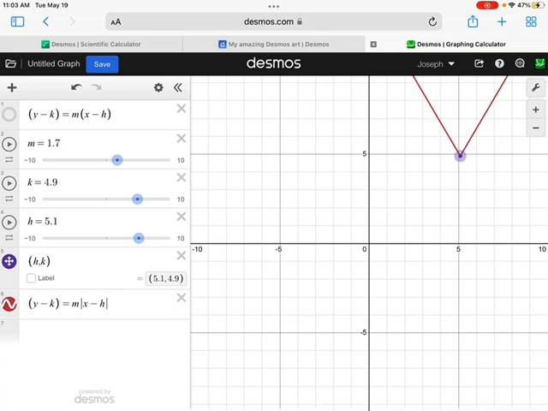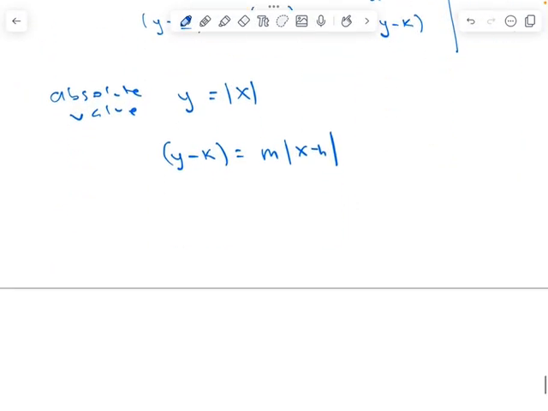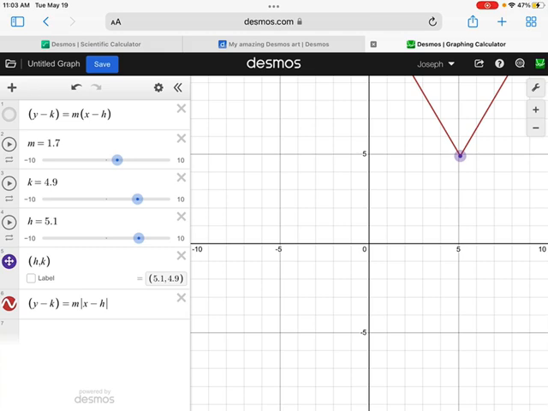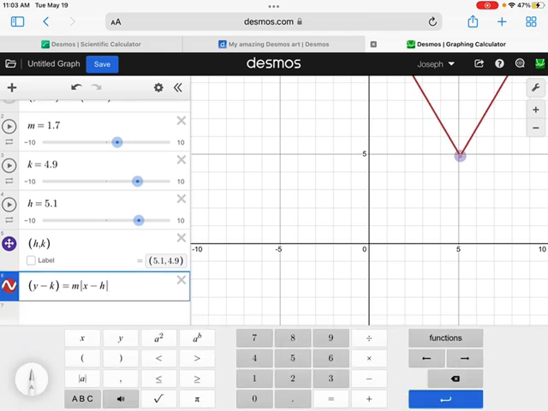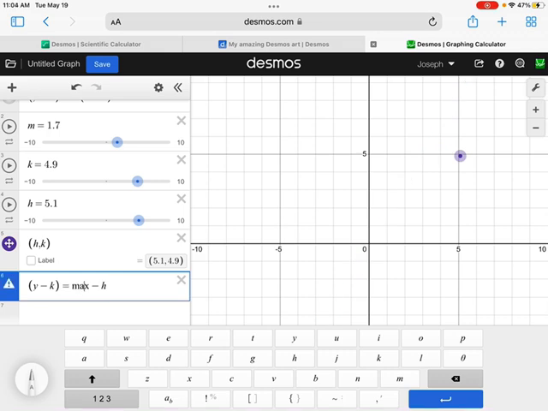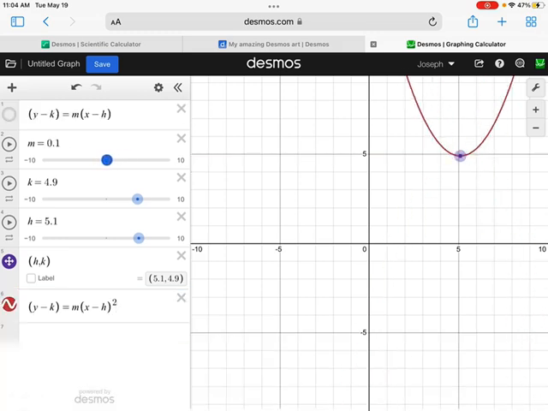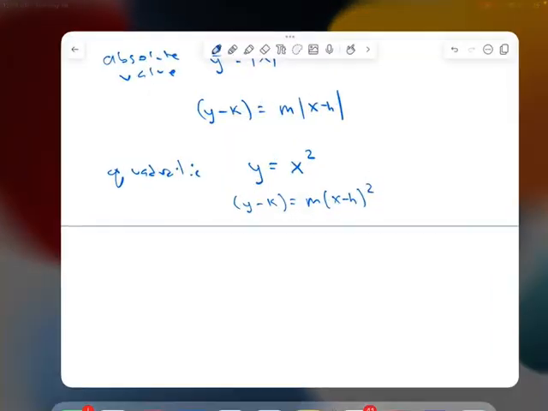Okay, let's do the same thing for quadratic. Quadratics look like this. y is equal to x squared. That's the mother function, the parent function. We can go and change that by doing y minus k is equal to m times (x minus h) squared. So let's go ahead and graph that. So we've got y minus k equals m. Let me just change this. Parentheses around this. There we go. And you can see the same kind of thing. m controls the slope. k moves it up and down. h moves it left and right. And that is quadratic, any kind of quadratic you could want.